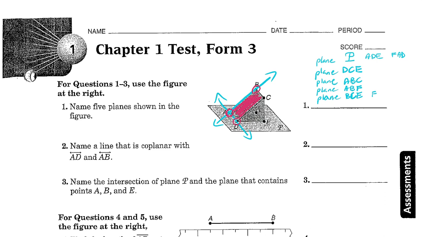And then it says name a line that's coplanar with those. So any line on that plane. So for example, we could have said AC, that's one line. We could have said BC, that's one line. We could have said CD, that's another line. Or we could have just connected B and D, so BD.